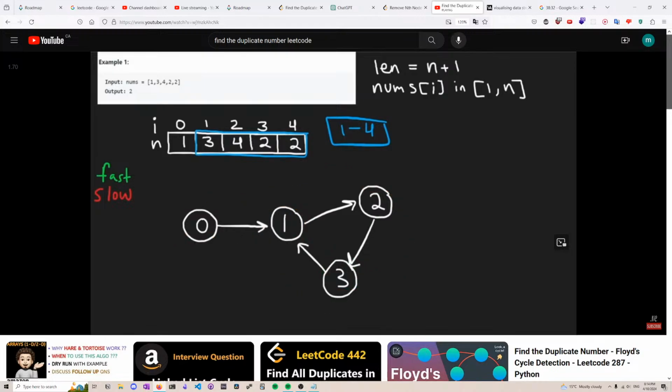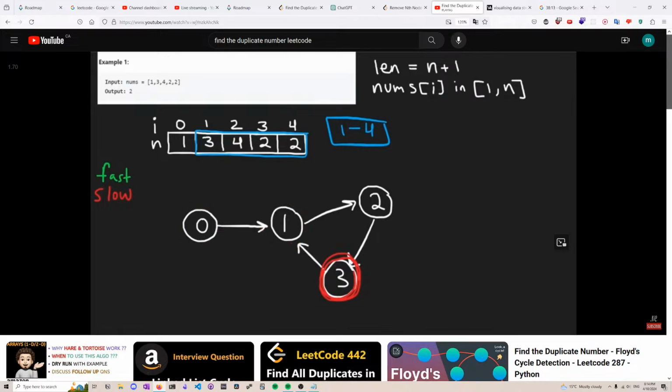So this algorithm relies on the fact that the distance between the first intersection point of the 2 pointers and the beginning of the cycle, which in this case is 1, is always going to be the same as the distance from the starting point to the start of the cycle. That's also 1. Since we know that's the case, we can take 2 slow pointers, start one here, and then keep shifting until they intersect, then we get the result.